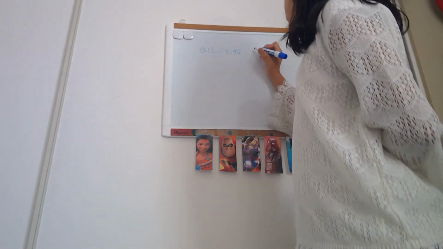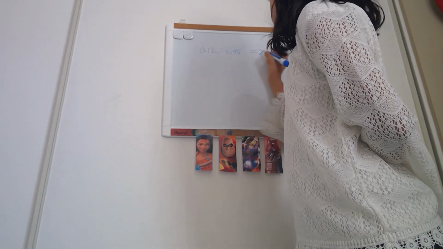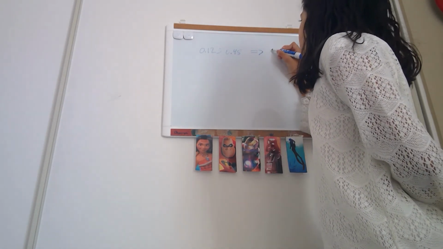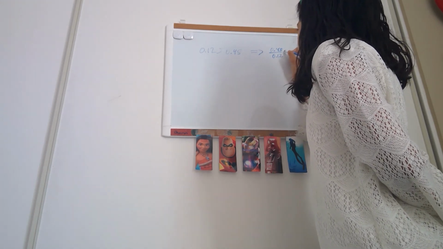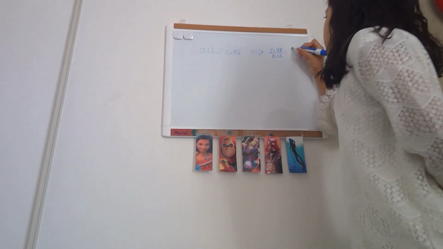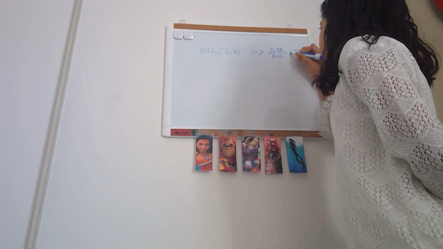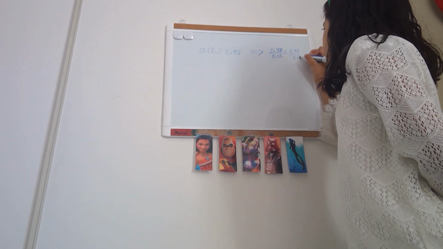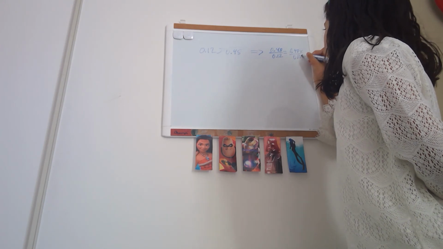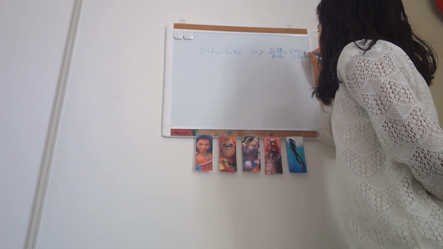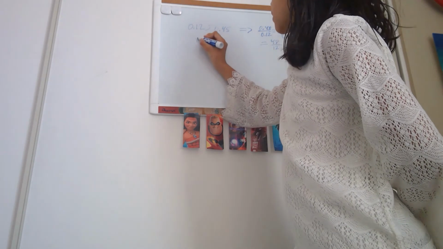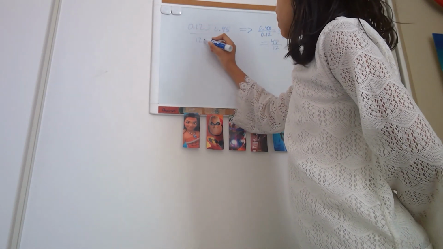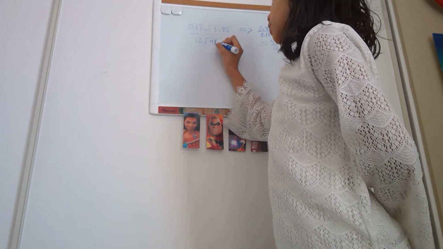Now, again, we're going to convert this into fraction form. 0.48 divided by 0.12 is equal to 0.48 divided by 0.12 multiply 100, and now you can write it in this form. So it's going to become 48 divided by 12, which is going to become 4.